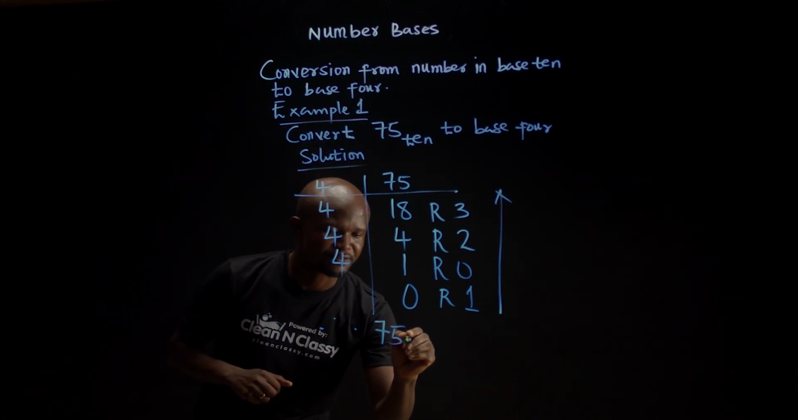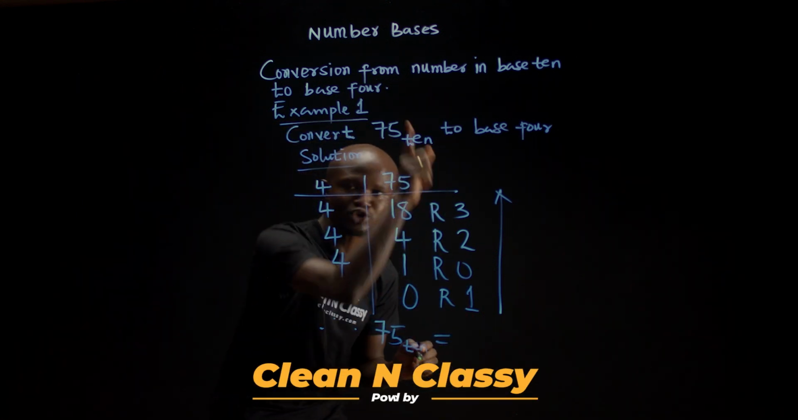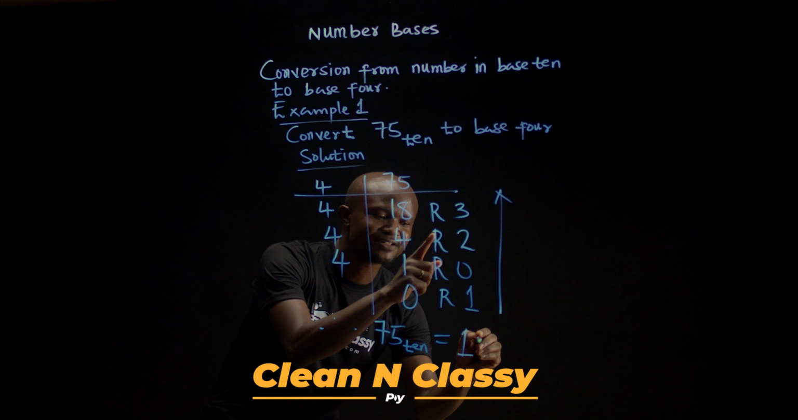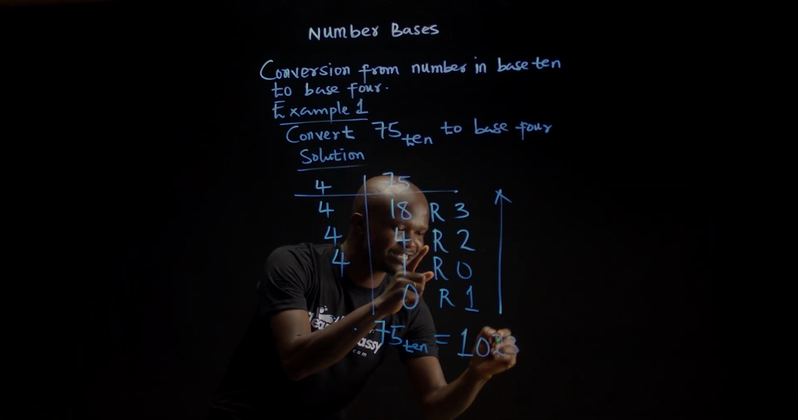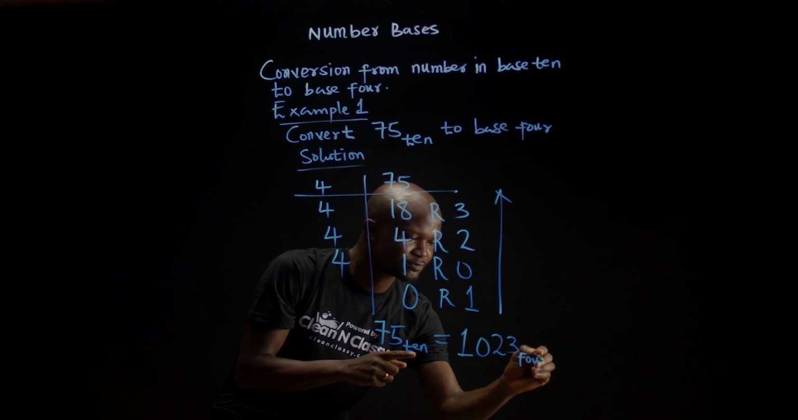75 base 10 is equal to what? From bottom to up. Don't forget. So that will be what? 1, 0, 2, 3. Base what? That's base 4. That is the solution to the problem.